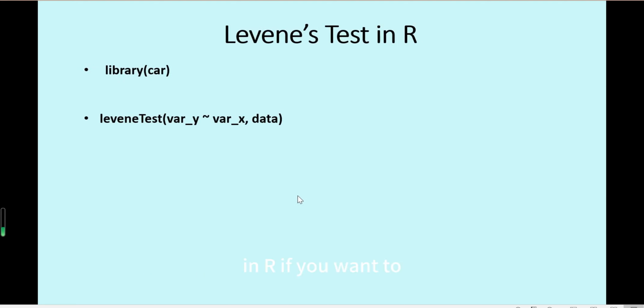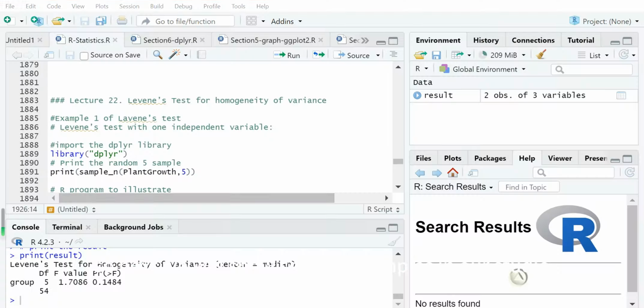In R, if you want to test the homogeneity, this is called Levene's test. We have to use the car library, then use the function leveneTest. The form of the test is quite simple. You just write the y variable here with the tilde, then the x variable on the right side, then a comma and the data frame. So this is the data frame, and this variable comes from this data frame. Next we will show several examples in RStudio.